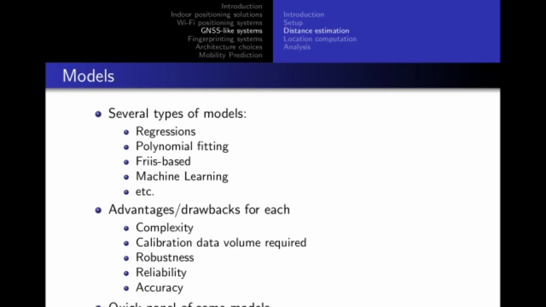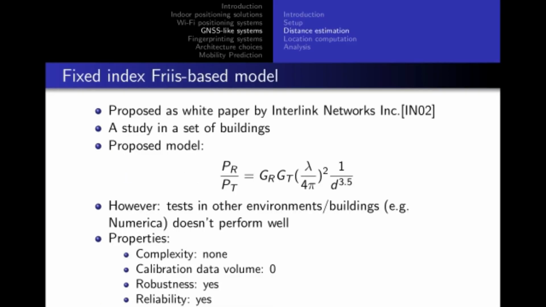We'll see a quick panel of some models. First, the fixed index Friis-based model, proposed as a white paper by Interlink Networks, is based on a study in a set of buildings in which they proposed a model based on the Friis formula. So here is the adapted Friis formula.